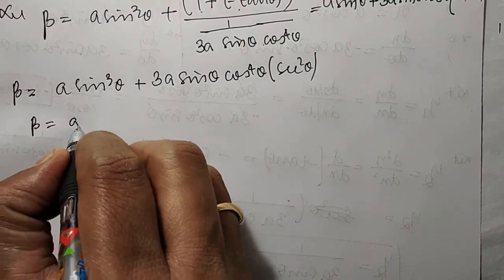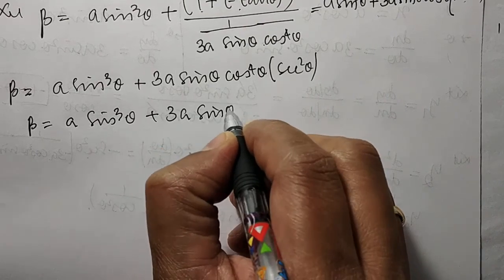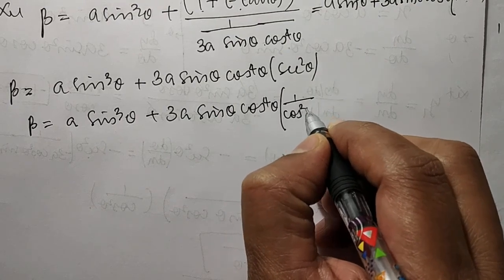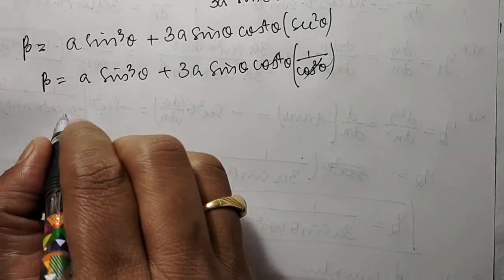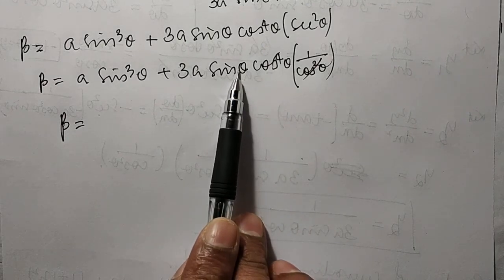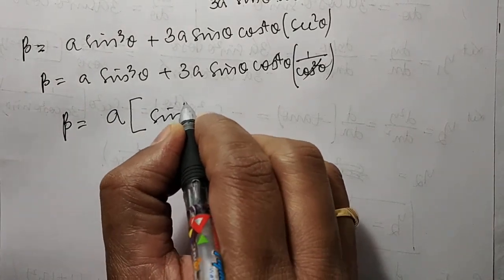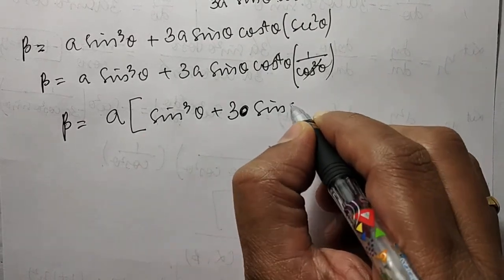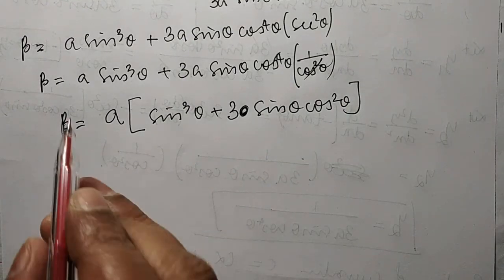Okay, therefore beta is equal to a into sin cube theta plus 3 times a into sin theta into cos raised to 4 theta into sec square, which is nothing but 1 by cos square. It gets cancelled. Clear? Therefore what remains? Beta is equal to, 1 cos square and sin. Okay, then a is common, take it out, then it is sin cube theta plus 3 times sin theta into cos square theta. So this is the value of beta.